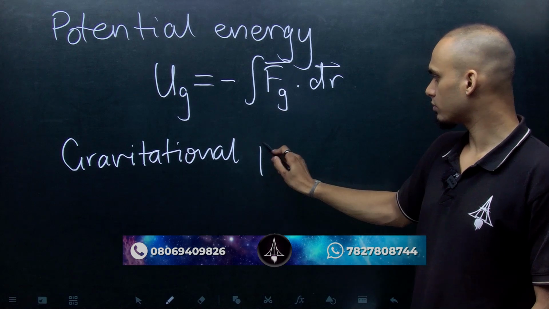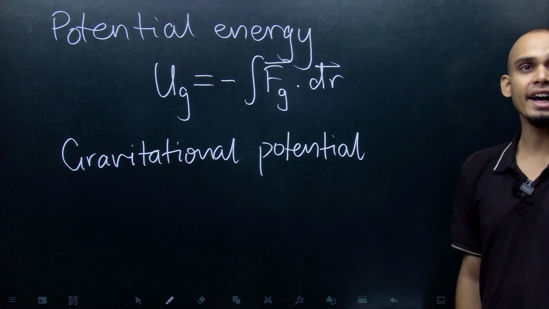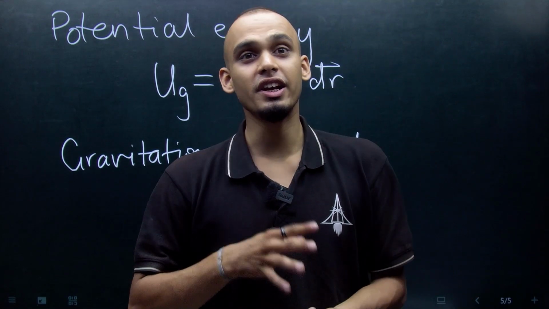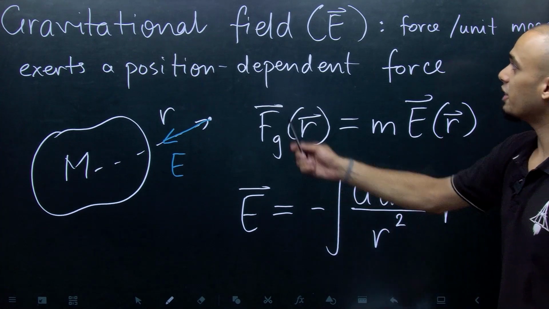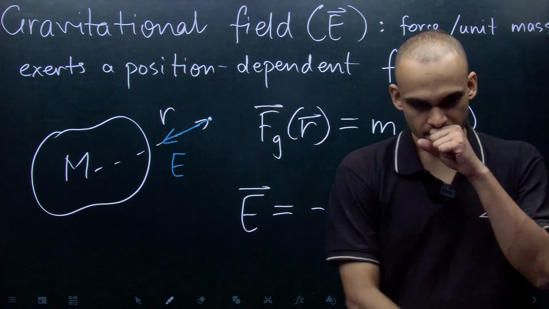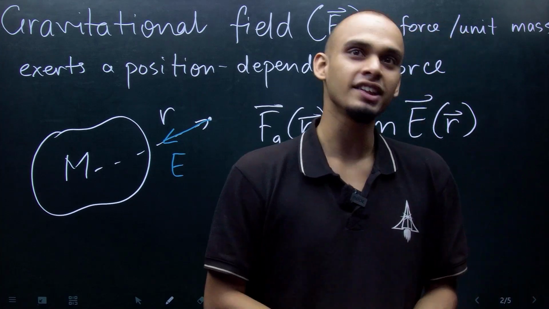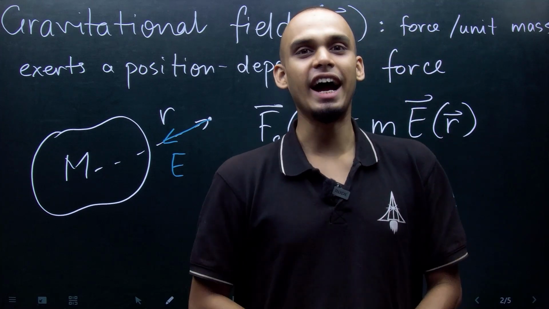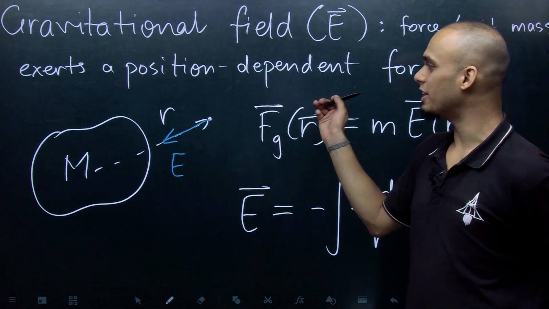Gravitational potential. As you study higher physics in IISER, you will learn that the word field is a very general term. You will learn this, I guess, in your third year of IISER. If you decide to pursue physics after 12th, then you will learn that the word field is a very general term, and it means any quantity that is position dependent.